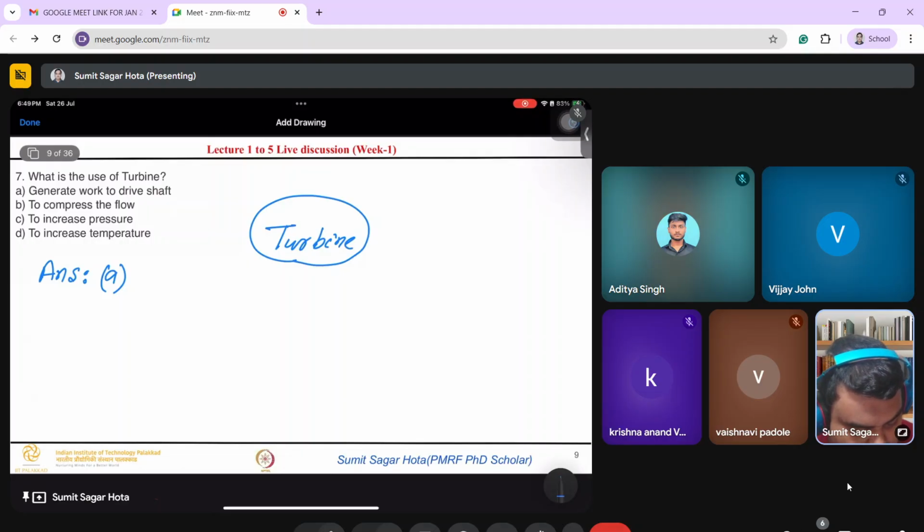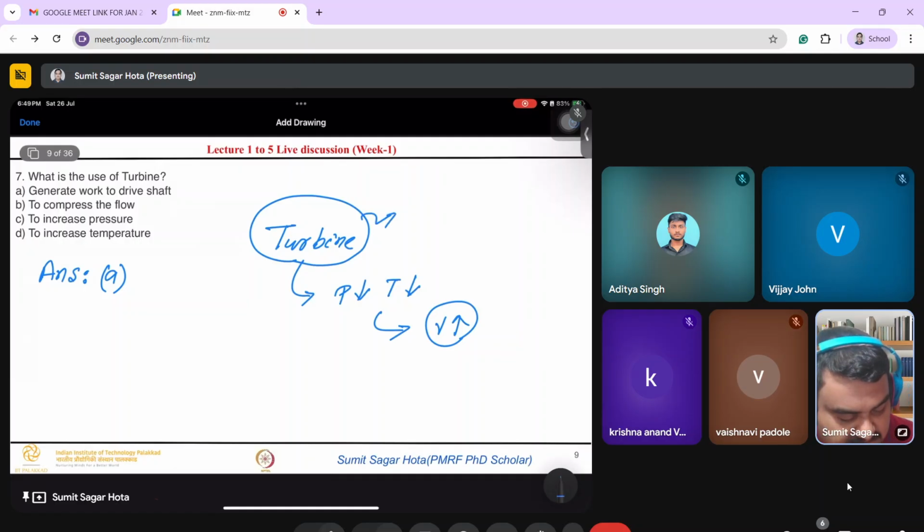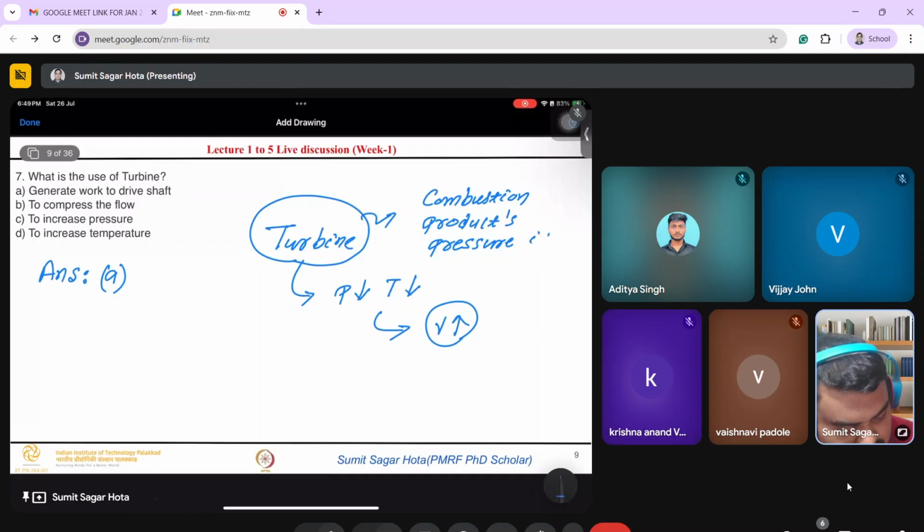Here the pressure is going to reduce, the temperature is going to reduce, which in turn means the velocity is going to increase. More specifically, if somebody asks, this is combustion products, and the pressure is reduced. So this is the case.